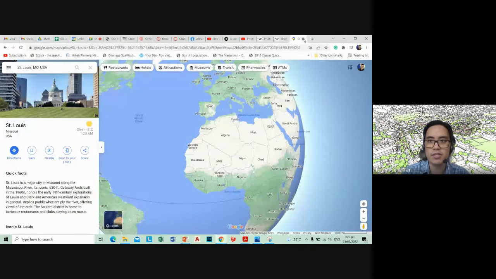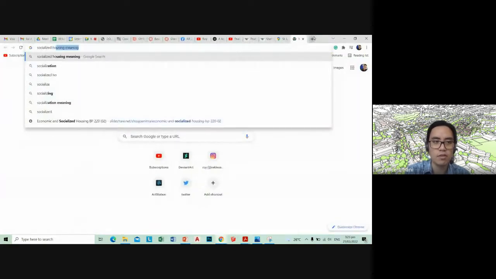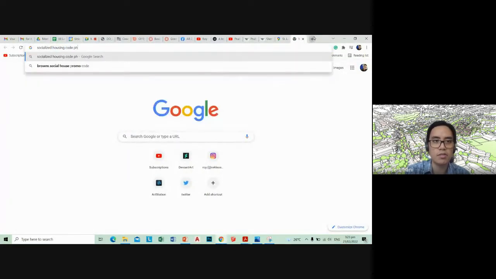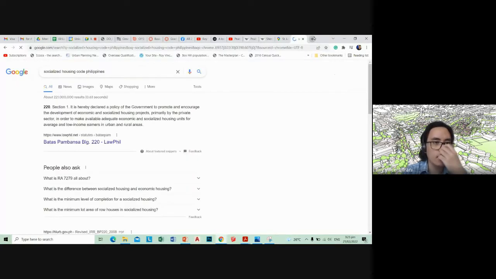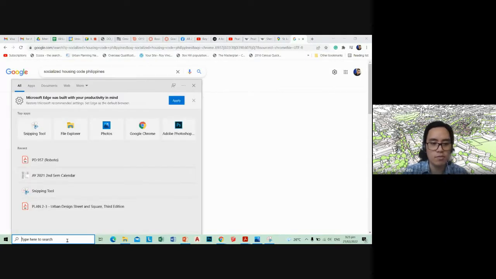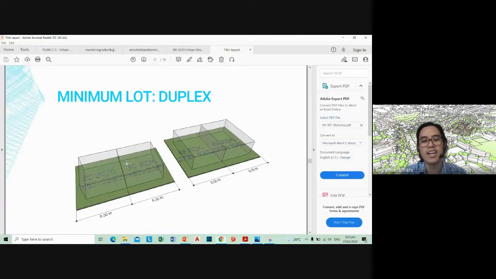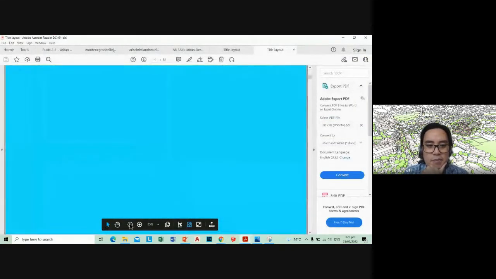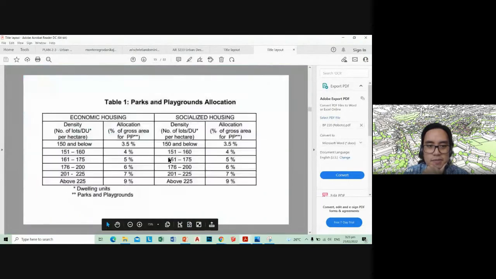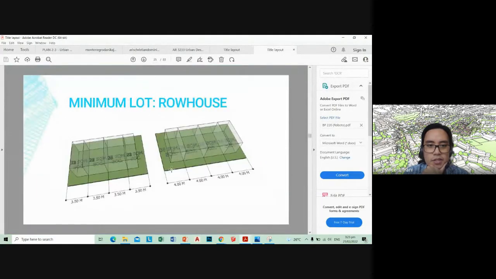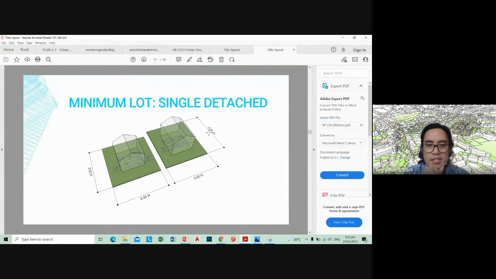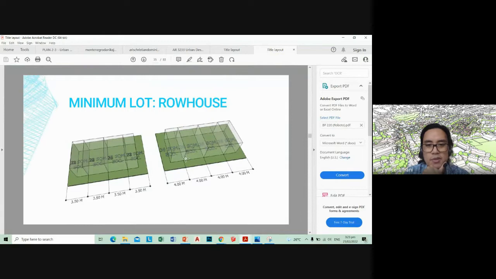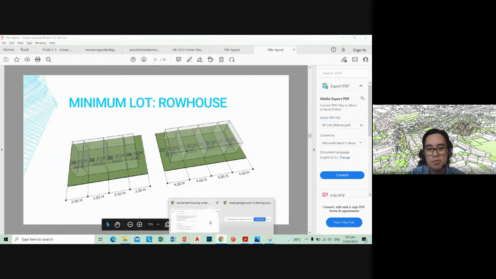And the other code that we have here is, I forgot, the socialized housing. Housing Philippines. Let's see. Code Philippines. That's BP 220. So 220. I have it over here. Socialized and economic housing. Let's look at the housing types. So again, row house and duplex and single detached. Single detached, duplex, and row house. Just repeating it again. So no mid-rise, medium density buildings or even high density buildings, similar to what's going on here.